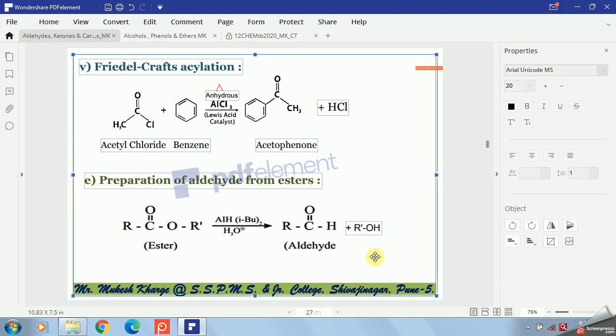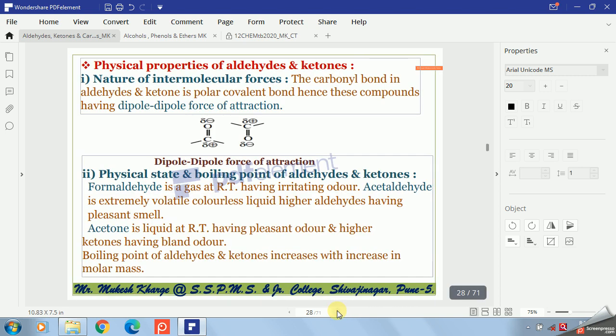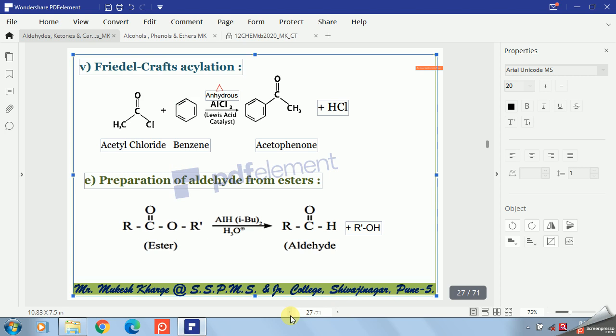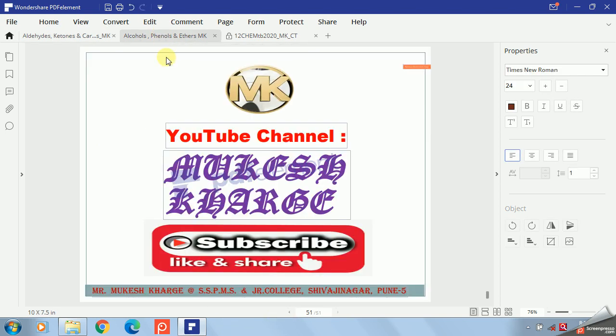Okay, so remember that while writing any chemical reaction you always have to use a balanced chemical equation. So here are the methods of preparation. Thank you very much.